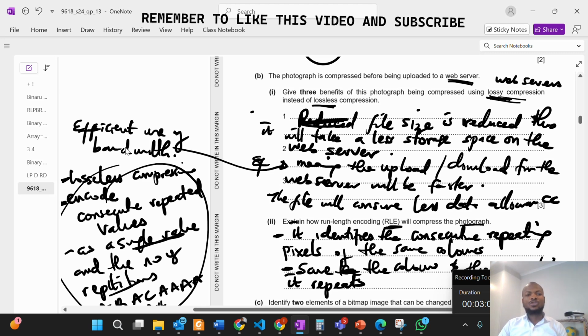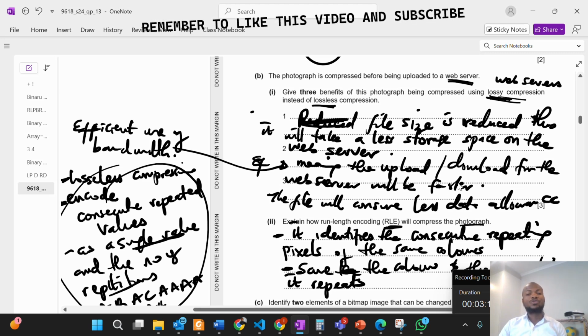Look at this. When I said "efficient use of bandwidth", I said that meaning the upload and download from the web server will be faster. Do you understand? Oh, I think that was wrong. "Will be faster" means I'm not supposed to write "will be faster". I'm supposed to write "will take less time". Can you see that? So I also made the same mistake.